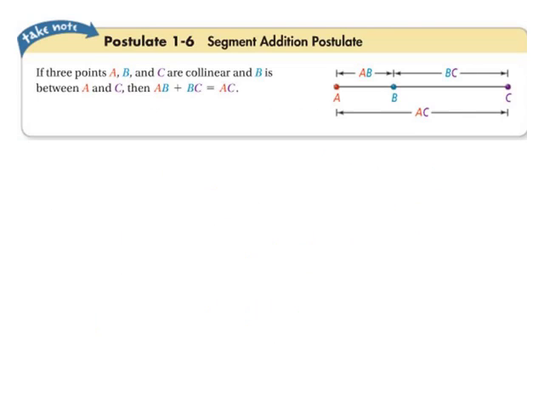Okay, postulate 1-6. Segment addition postulate. If 3 points A, B, and C are collinear, remember collinear means that they all lie on the same line, and B is between A and C, then this segment plus this segment is going to be equal to the whole segment. That's all that postulate means. It's like putting 2 sticks together to make one big stick.